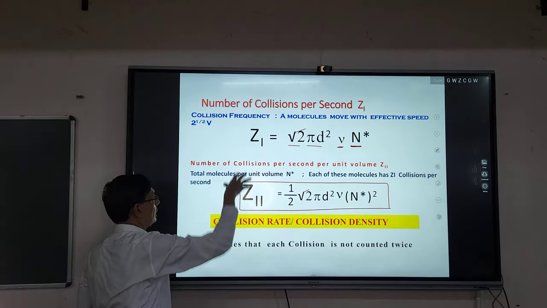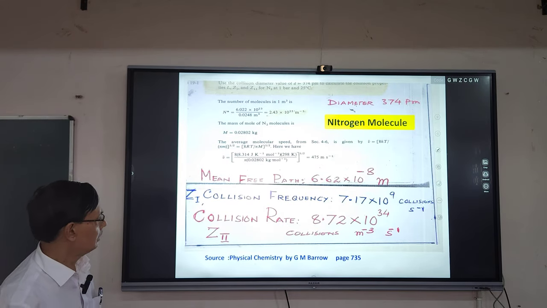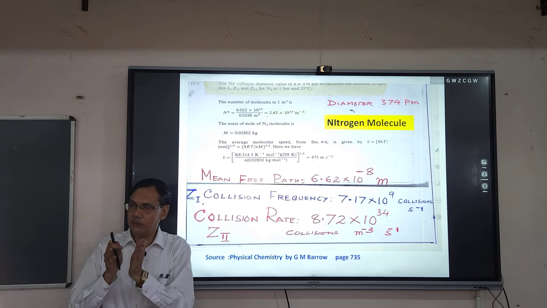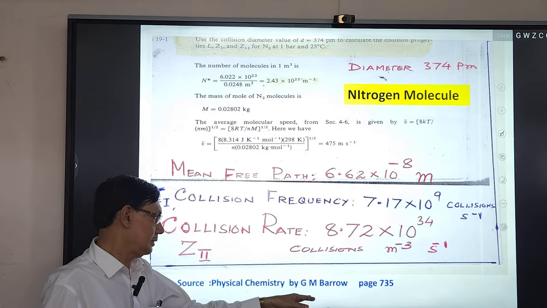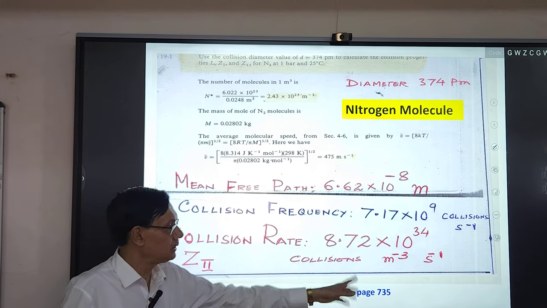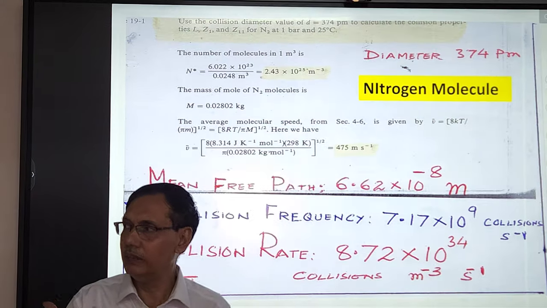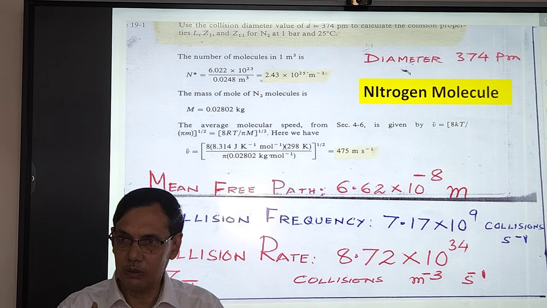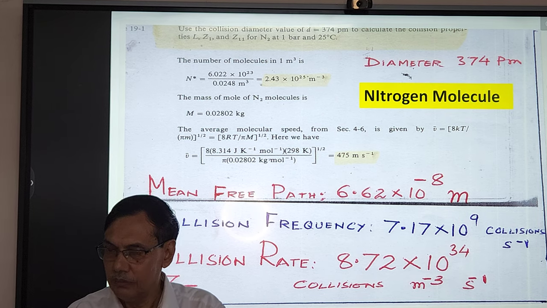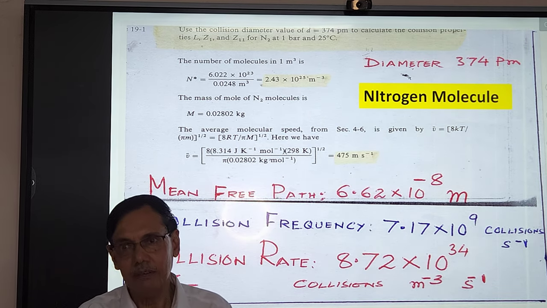Now the distinction between Z1 and Z2 I can show you. This is the most important example. Why am I showing this example? Just to differentiate between Z1 and Z2. I have taken this numerical problem. If you have that book by G.M. Barrow, you can see it on page number 735. They are taking nitrogen. In order to calculate Z, we need, number one, the total number of molecules; number two, the collision diameter of that molecule; number three, the speed. If you know the speed, the number of molecules present per unit volume, and the collision diameter, you can calculate Z1 and Z2.